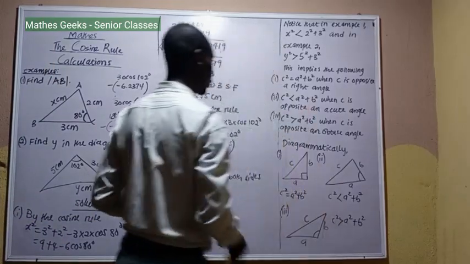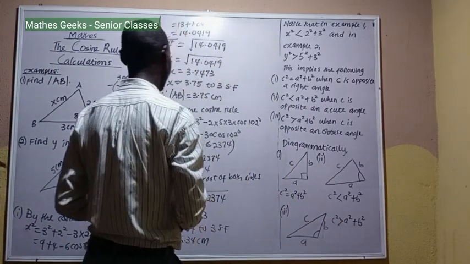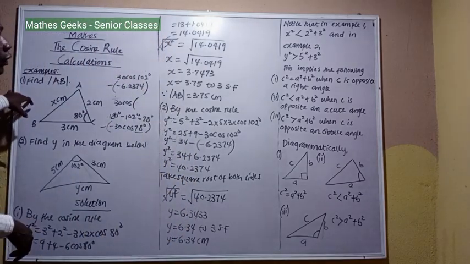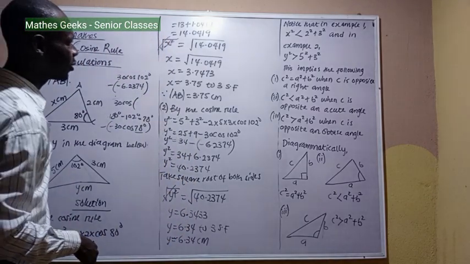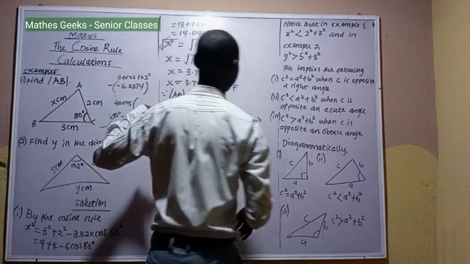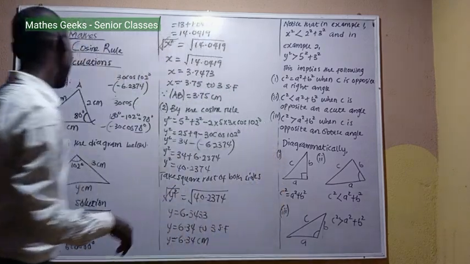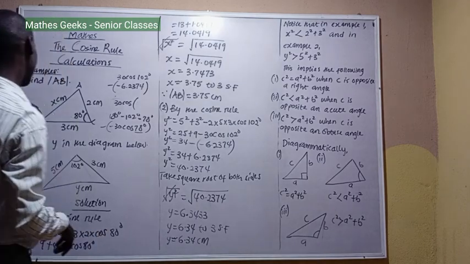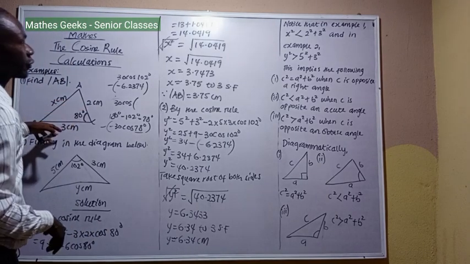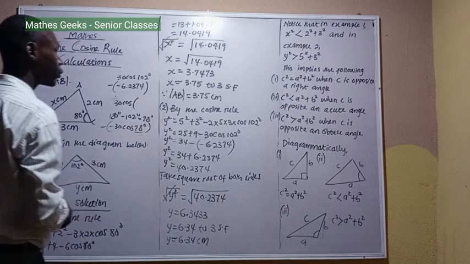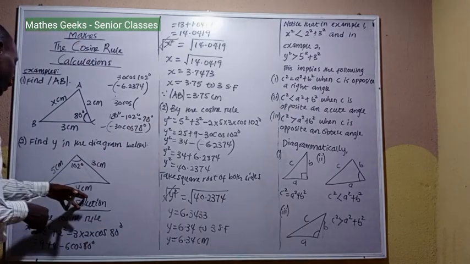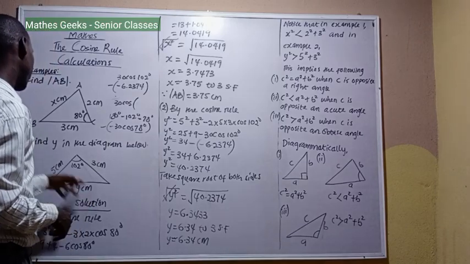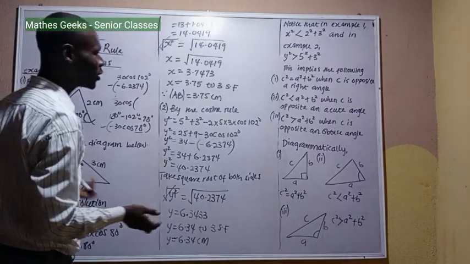Here is something you need to take note of. Notice that in example 1, x squared is less than 2 squared plus 3 squared. That is, the square of the third side is less than the sum of the squares of the other two sides. And in example 2, the square of the third side, y squared, which we looked for, is greater than the sum of the squares of the other two sides. So what does this imply?